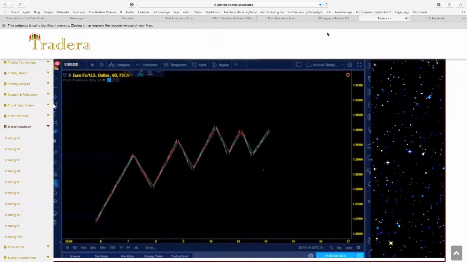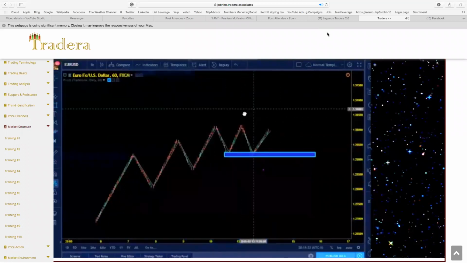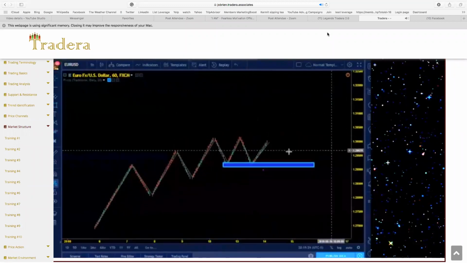That's right, we are bullish. We are bullish, and our structure is right here. Our structure is right here. So here's how this works, guys.